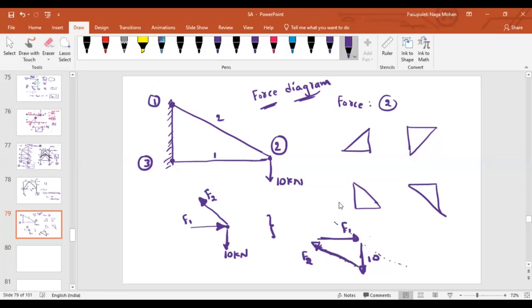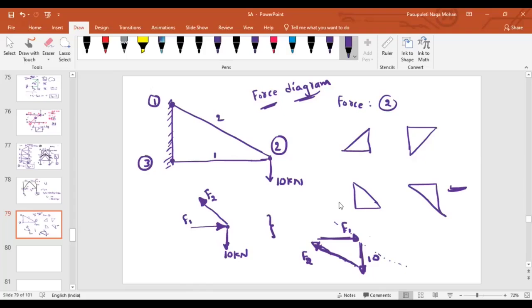That means it's just the rearrangement of these forces at the connected joint such that they make a cyclic loop. F1 is acting like this and 10 is acting like the resultant. If I'm talking about a bar, a force diagram means indirectly the axial force diagram. If I talk about beams, the force diagram can be an axial force diagram, a shear force diagram, or a moment diagram.